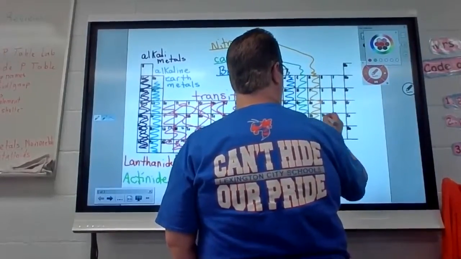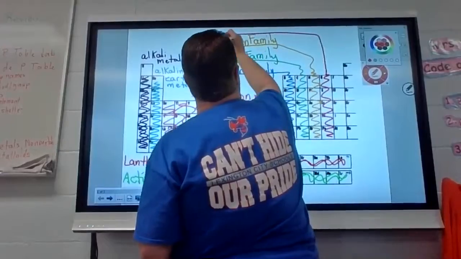You don't need scissors, right? You don't need scissors or glue, no.